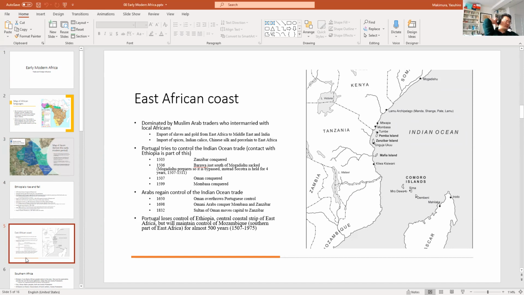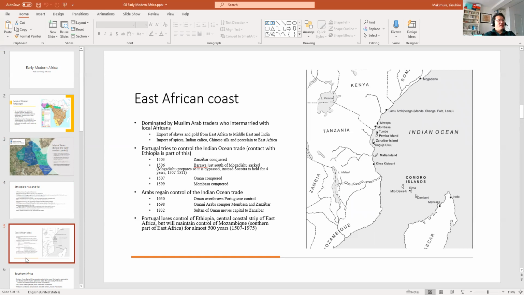So you have these Muslim Arab traders who intermarry with the local Africans and become the elites on the Swahili coast. And you know, the Swahili coast is basically a system of city-states. Each city is its own country, and there's a loose connection among them, but there's no identity as one country. So it's in this environment that the Portuguese arrive.